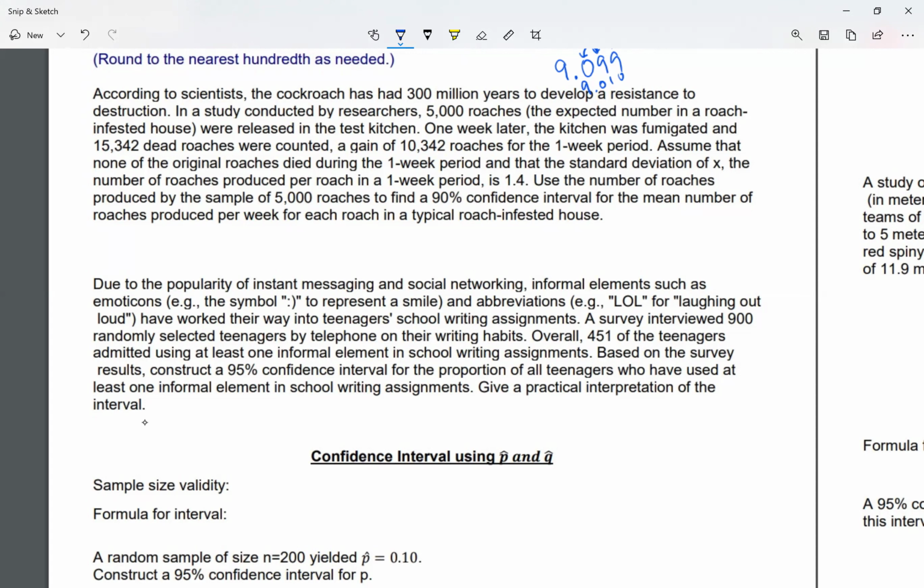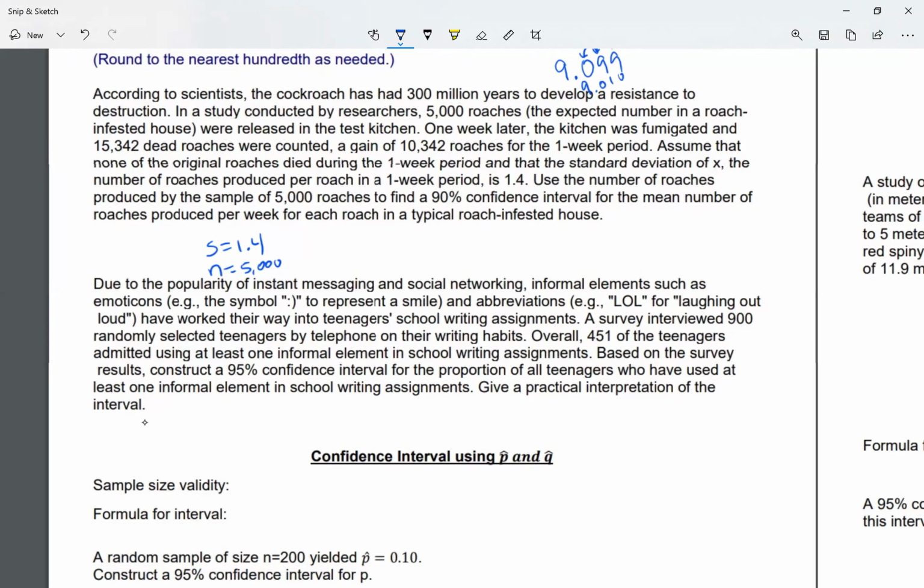Okay, so now this is important. My standard deviation is 1.4. So let me just write that. I'm going to write here, my S is 1.4. Remember, my S is my standard deviation, my sample. I can use a Greek letter, sigma, but I'm going to use S. Now use the number of roaches produced by the sample of 5,000. So that's my sample. Let me write my N is 5,000.